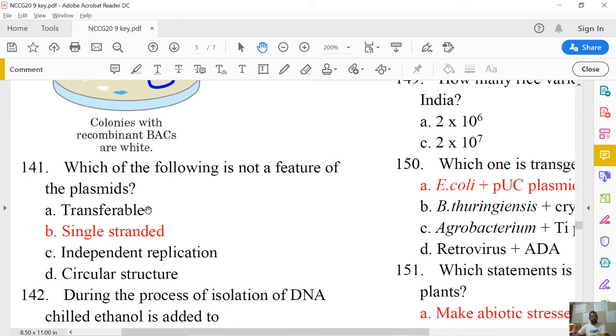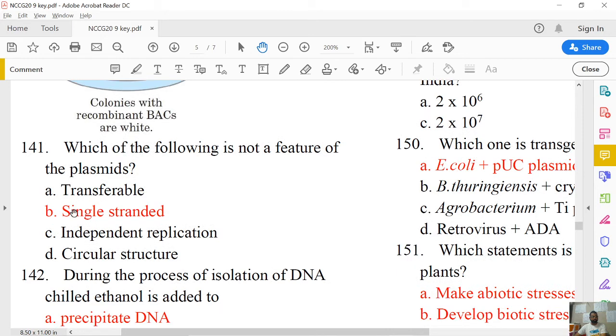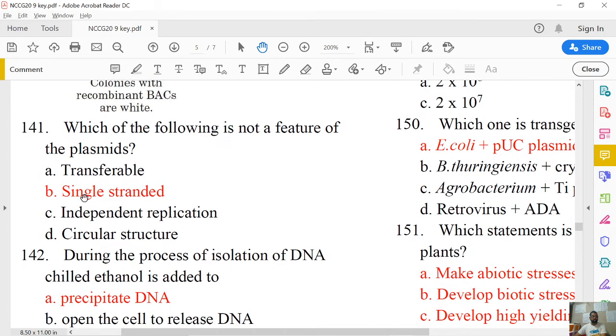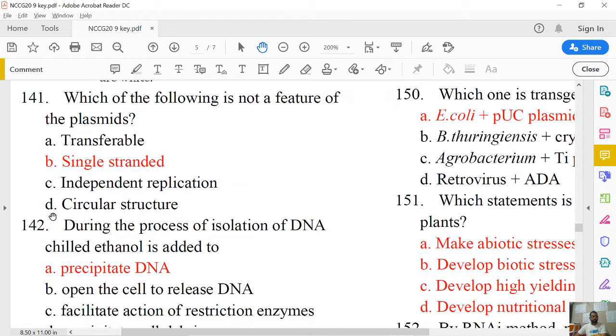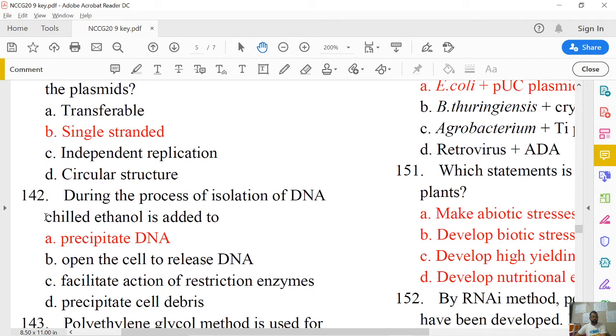Which of the following is not a feature of plasmid? It's actually double stranded. That's why B is the wrong option. During the process of isolation of DNA, chilled ethanol is used for the precipitation of DNA. So when you add chilled ethanol to the isolated DNA, the DNA will be precipitated.